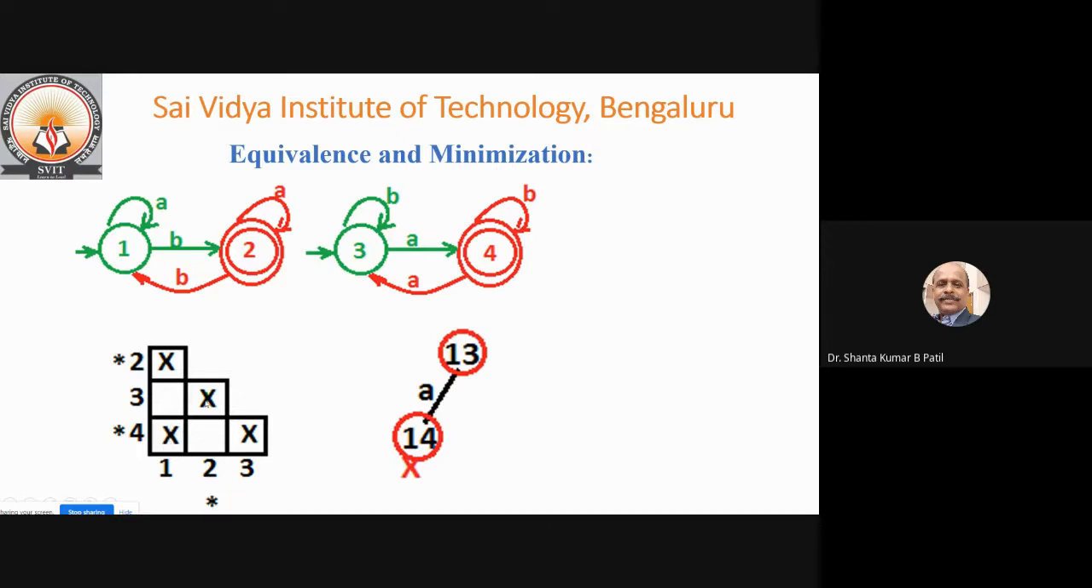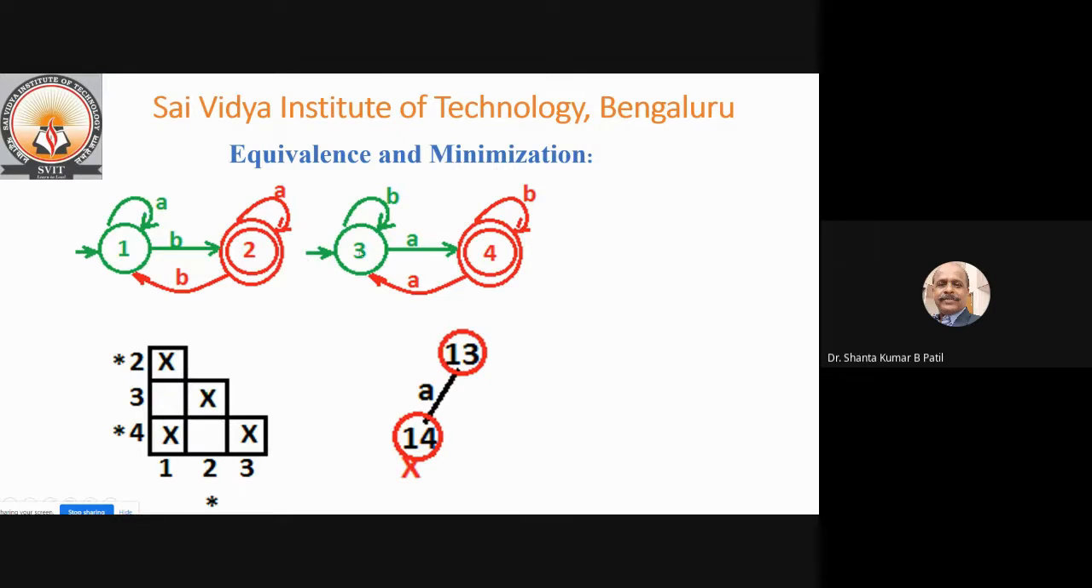3 and 2: 3 is a non-final state and 2 is a final state, hence it is a cross mark. 4 and 2: both are final states, hence we are not marking any cross mark here. Next, 3 and 4, so cross mark. Once you get the cross marks in the difference table, construct the tree.